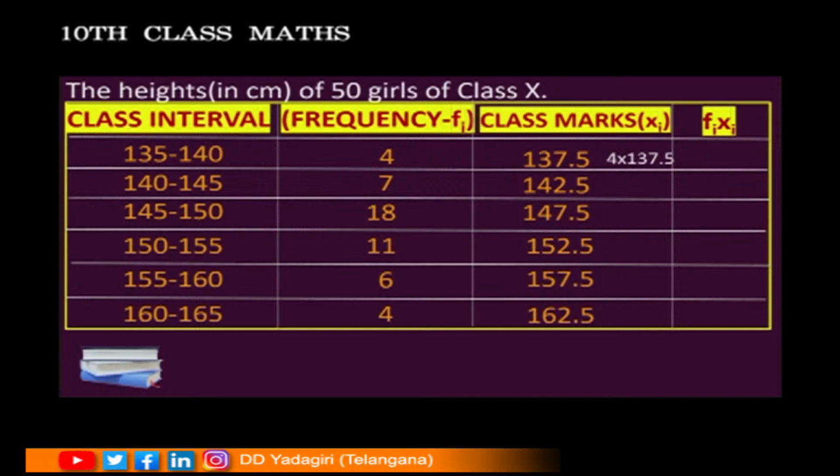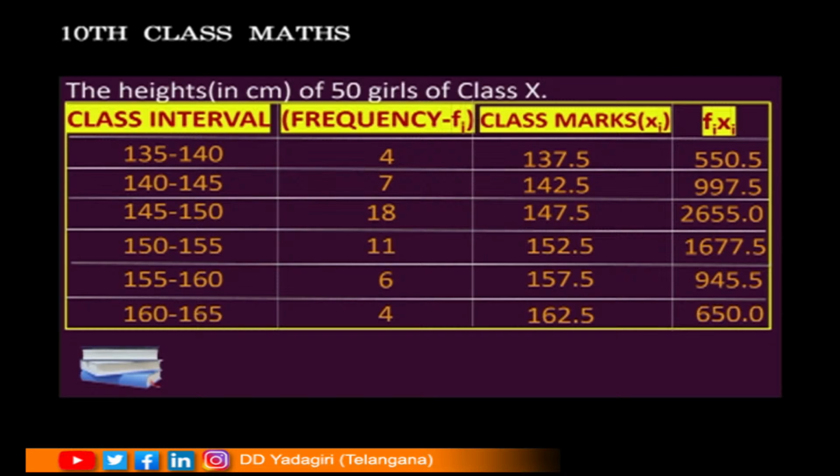You are going to multiply these two, you got 550.5. Likewise, 7 into 142.5 is 997.5. 18 into 147.5 is 2655. 11 into 152.5 is 1677.5. 6 into 157.5 is 945.5.